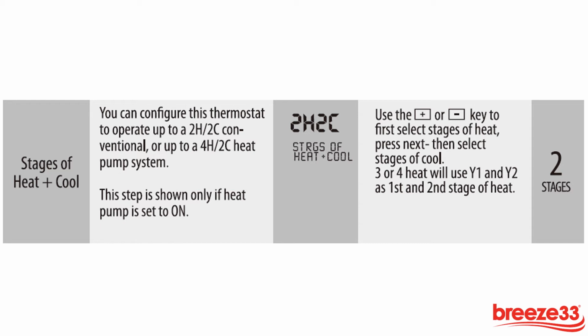Use the positive or negative keys to first select stages of heat. Press Next, then select stages of cool. 3 or 4 heat will use Y1 and Y2 as first and second stage of heat.